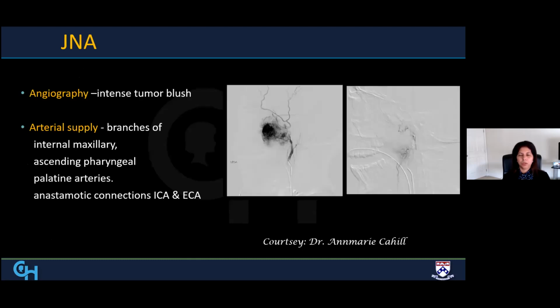And because they are so vascular, before they get resected, the norm is now to have embolization to reduce the vascularity of the tumor, followed by the resection. And these vascular tumors usually recruit supply from several branches of the internal maxillary, ascending pharyngeal, and palatine arteries. And often we see a lot of anastomotic connections from the external and internal carotid artery feeders to this mass lesion. You can see this example of a successful embolization of the JNA.